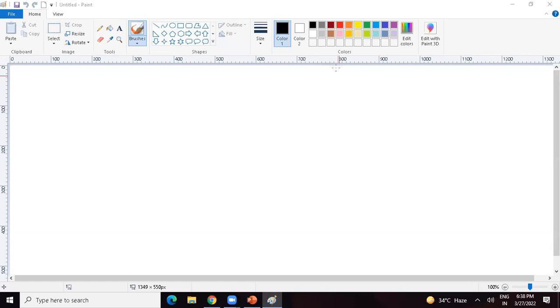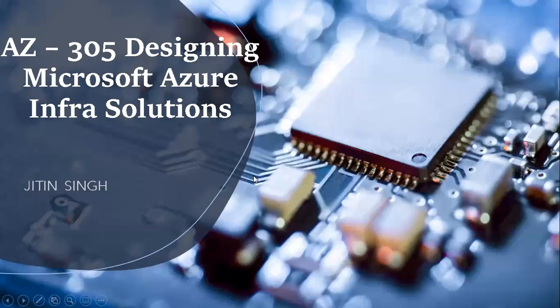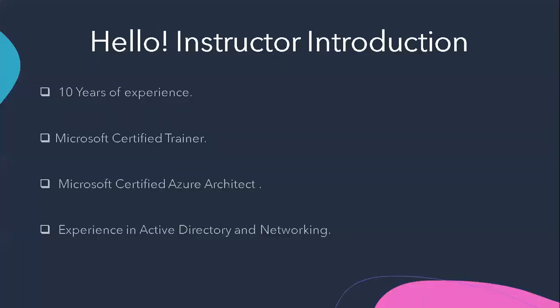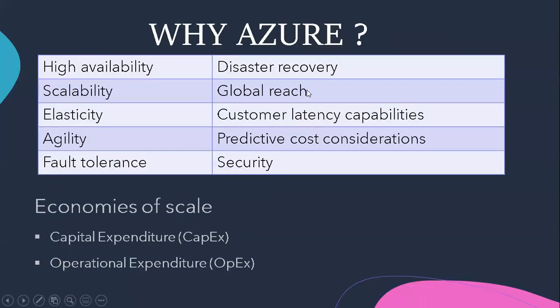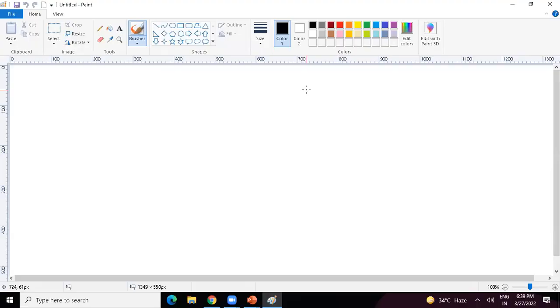All right. So basically, guys, in this particular course, as we discussed, this is AZ-305, that is designing Microsoft Azure infrastructure solutions. So that's a bit of introduction that I give. Now, why should we move towards Azure? So first of all, what is Azure? Why should we move towards Azure? We'll discuss it in a very brief manner.